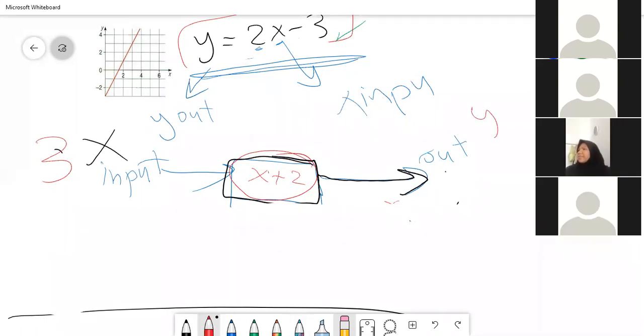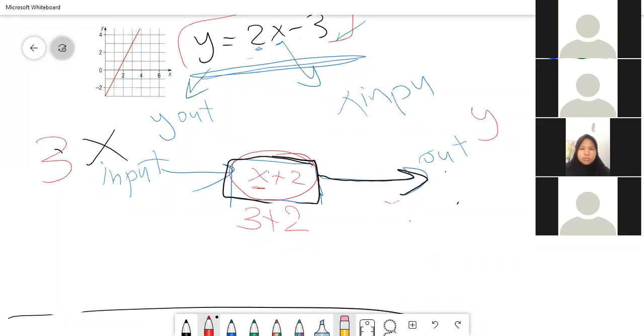Is it 9? No. Make x 3 now. So 3 plus 2, not plus 3. It is x plus 2, right? So the x this time is 3. Instead of x, I put 3, because our input now is 3. So this means 3 plus 2, according to the rule inside that box.